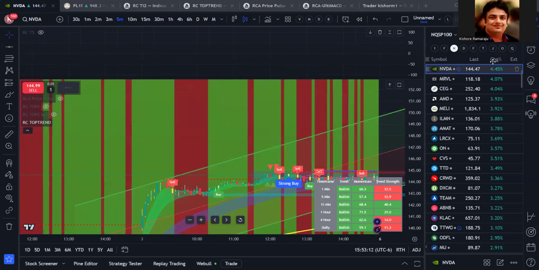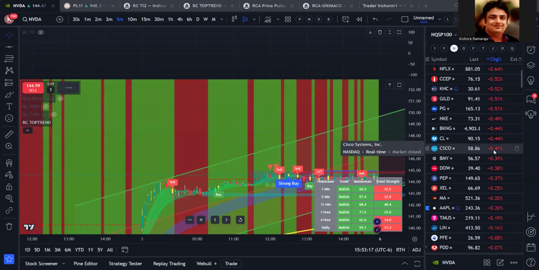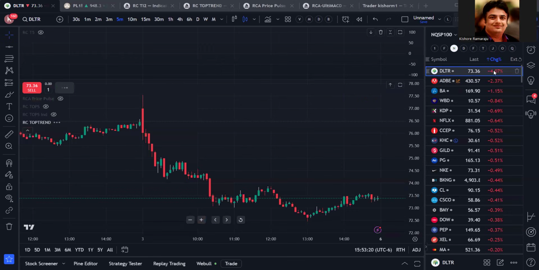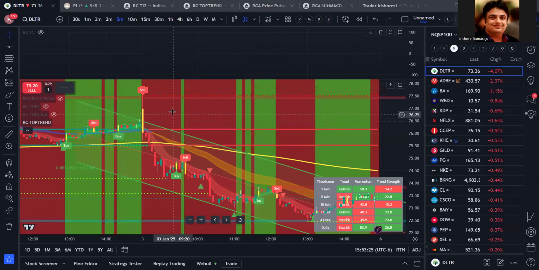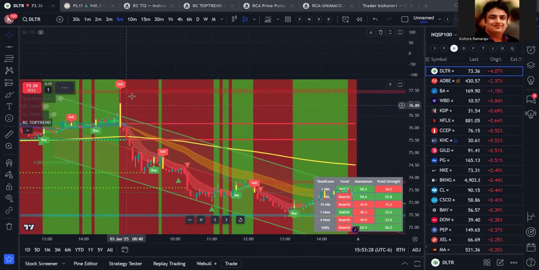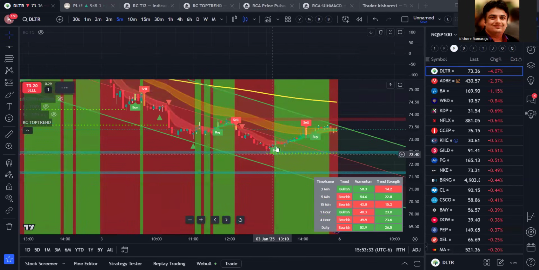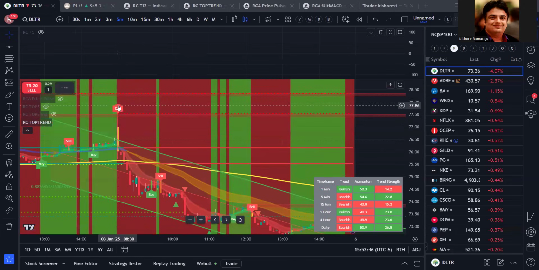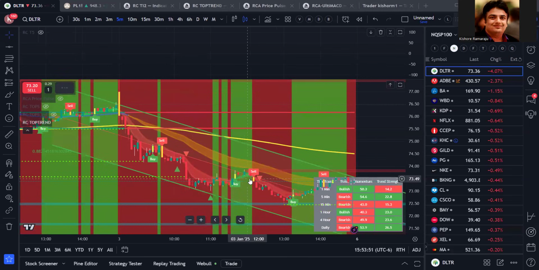In the same way, if there is a ticker which is very bearish, Dollar Tree is very bearish, I'll wait for a strong sell signal or super sell signal close to the top. If I get a strong sell close to a support, I don't take it, because support means there is a high possibility for price to go up. You can also use sell and buy, but if you want to take only low risk trades, you wait for a strong buy or super buy.